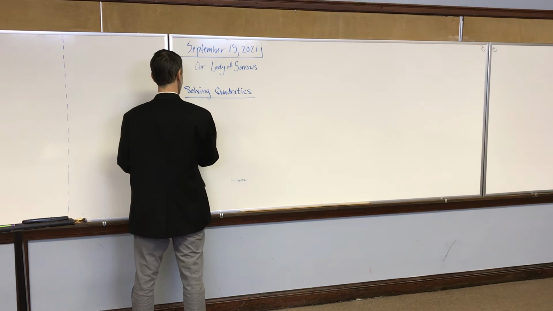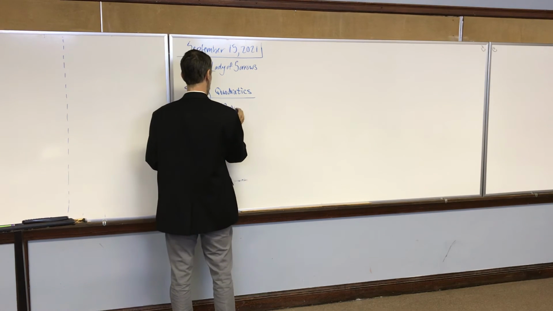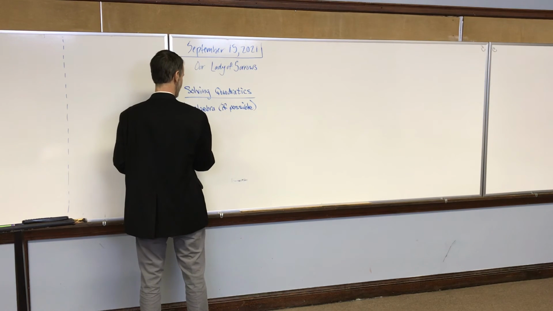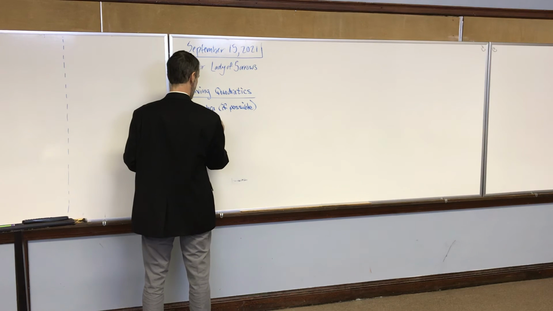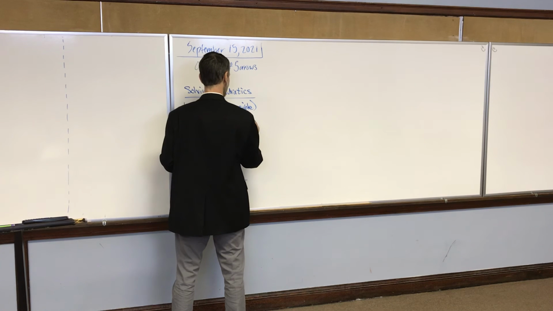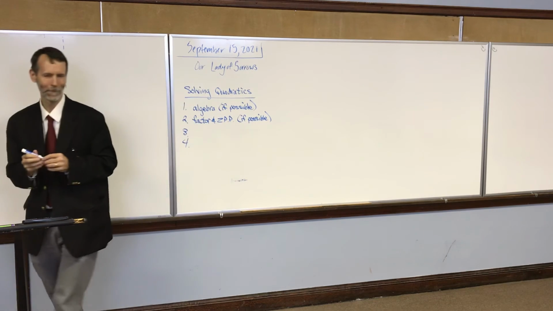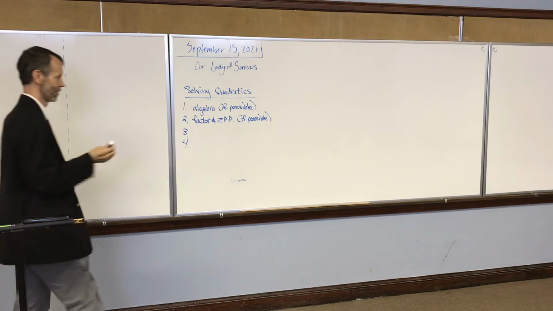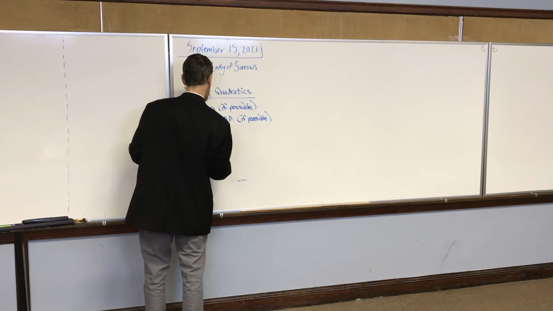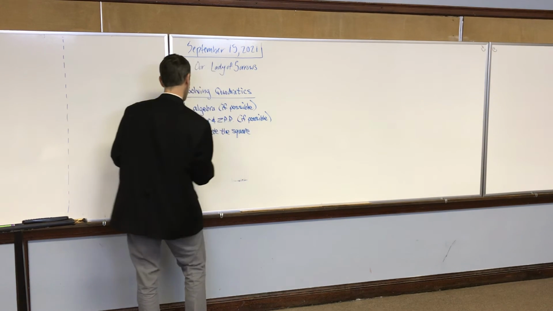First is with algebra, I'll say parentheses if possible. Second is factor, and I'll ask you what this means in a second, ZPP, if possible. So have your notes out. Please copy this down. Third is complete the square. And the fourth is something called the quadratic formula.